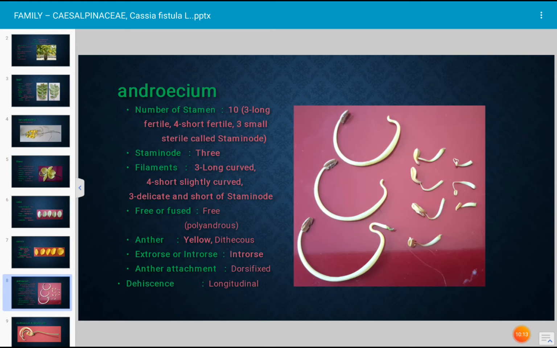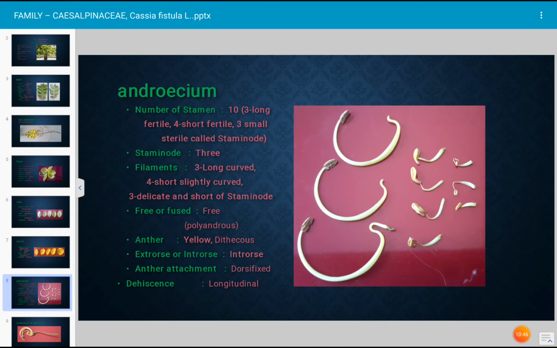That means a total of seven stamens are fertile, and three stamens are highly reduced and sterile. They do not produce pollen grains. Such sterile stamens, three in number, are called staminodes. Presence of staminodes is a characteristic feature of family Caesalpiniaceae. This is very important. Okay. And staminodes are three, as I just discussed with you.